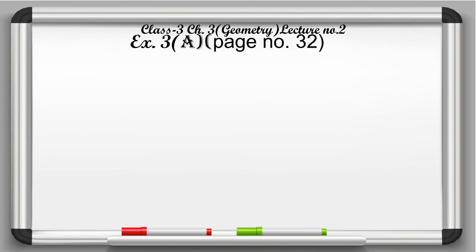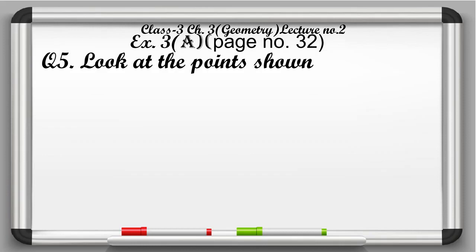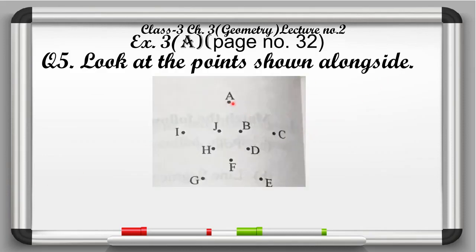Now we will do question number 5. Here it is given, look at the points shown alongside. So here we have given some points. You can see A, B, C, D, E, F, G, H, I and J. Now we have to do answers of these questions.